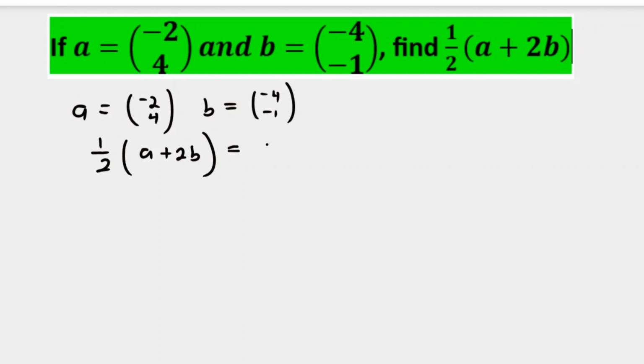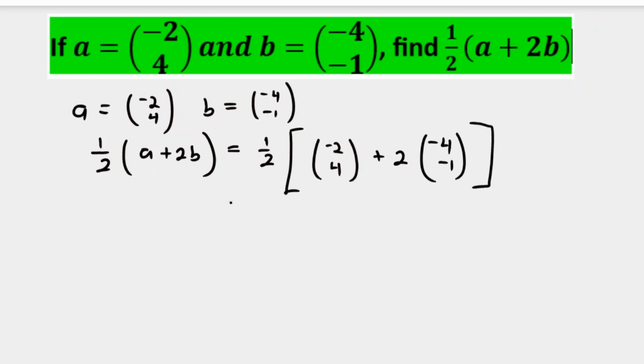So now, let's do the substitution straightforward. So half should be outside, and I'm going to use this bracket to differentiate among the brackets that I will be using here. So now we come to the vector A, and the vector A has components negative 2, 4, plus 2 multiplying the vector B. The vector B has components negative 4, negative 1. So easily we have been able to do the substitutions.